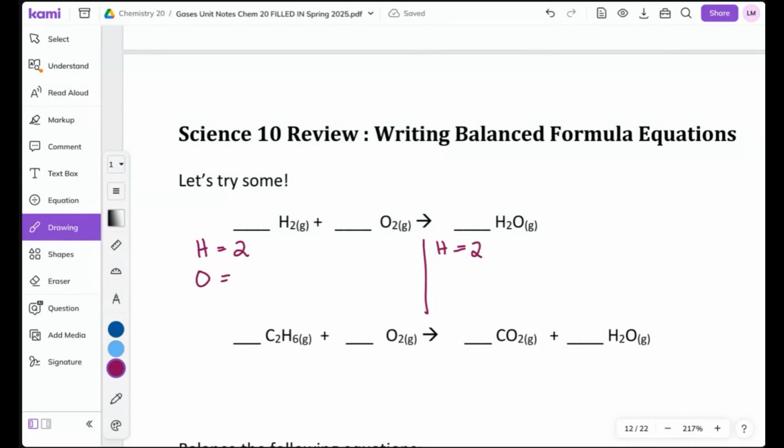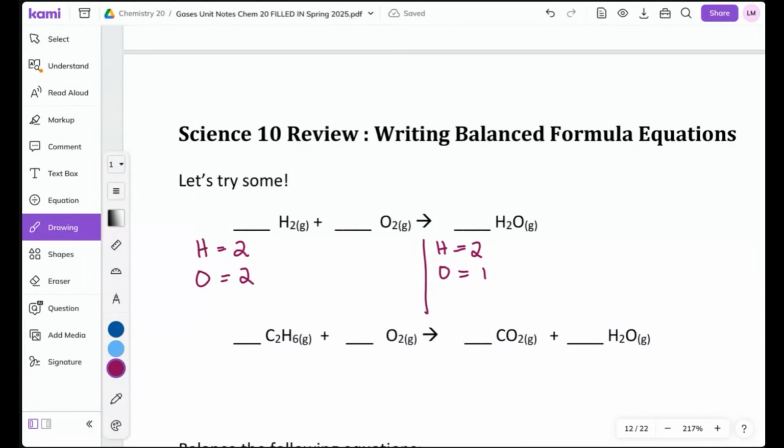Now with oxygen here, there's 2 going in. However, there's only 1 coming out, which is bad because what's going in is not coming out in the case of oxygen. Okay, so what we need to do is we need to use coefficients, or the big numbers in front of molecules in a chemical reaction, in order to make sure the same amount of each element going into a reaction is coming out.